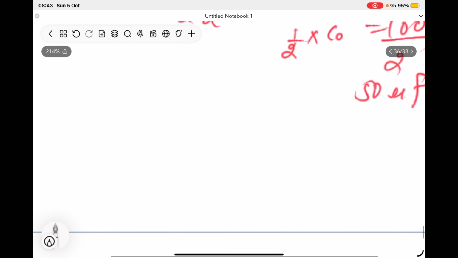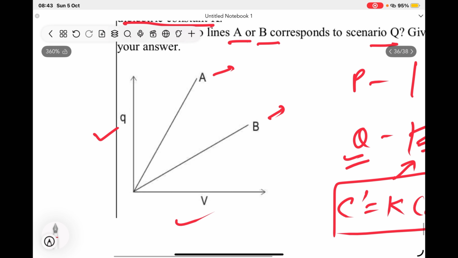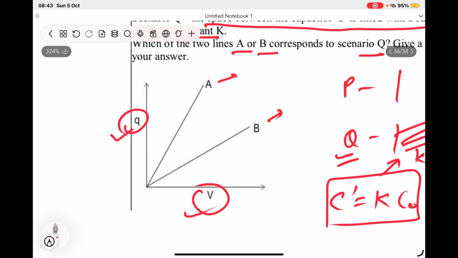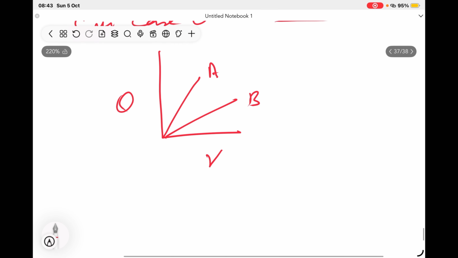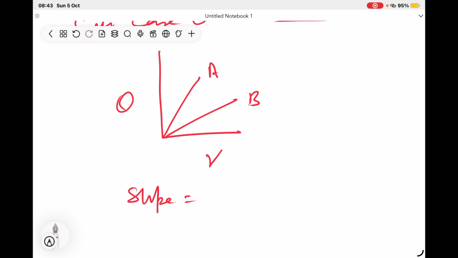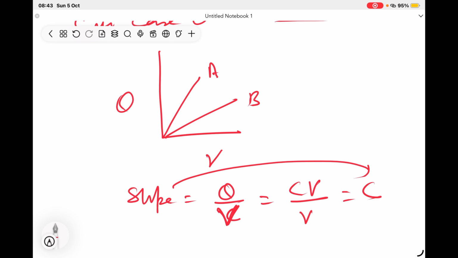There were 2 graphs. Let us see what they are plotted against: Q and V, and then A and B. So you should talk about the slope. Slope is Q by V, perpendicular by base, and Q is CV, V and V cancelled. So slope is giving you capacitance.